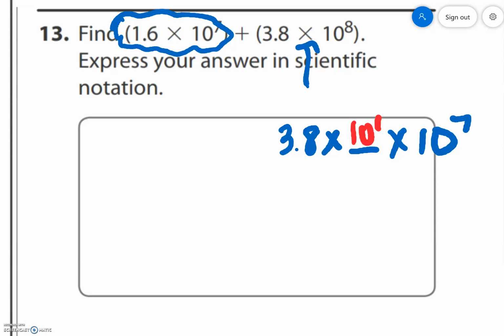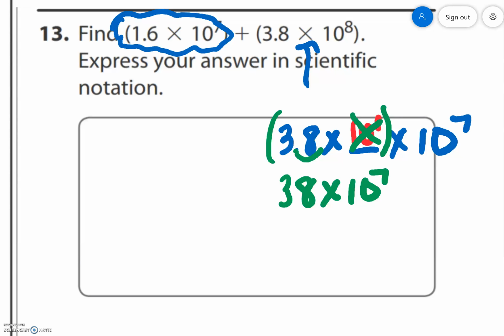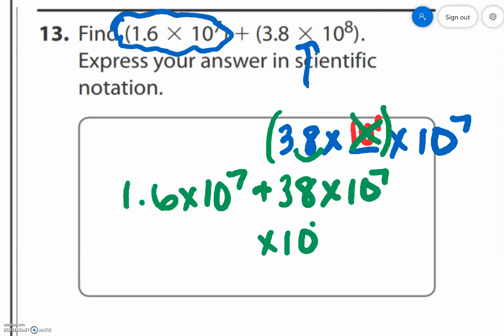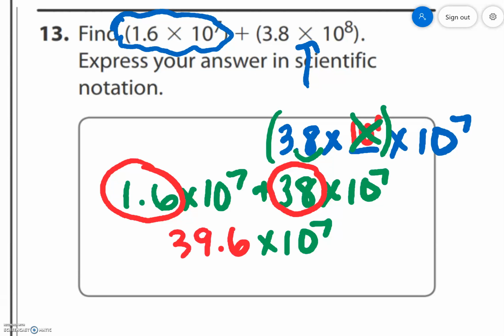So remember, you multiply, you keep the base, add the exponents. So I'm going to put parentheses around this. If I move the decimal once, that takes place of the 10 to the 1st. So I've got 38 times 10 to the 7th. Now you can go back to your thought bubble, put 1.6 times 10 to the 7th plus. The whole point was to get it to say times 10 to the 7th, so I know that's my answer. And I have to add these two numbers. 38 plus 1.6 gives me 39.6.